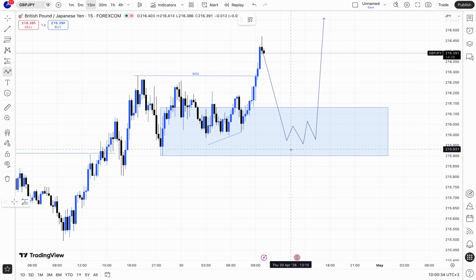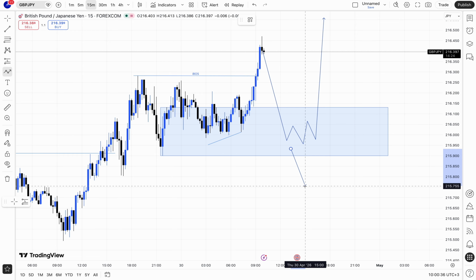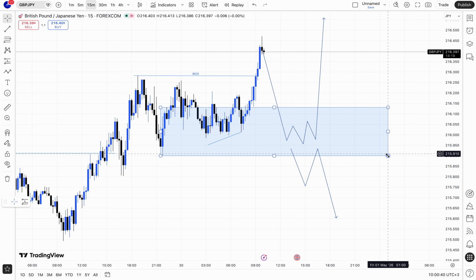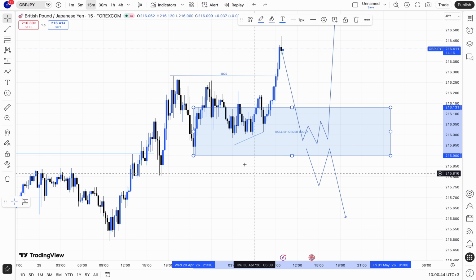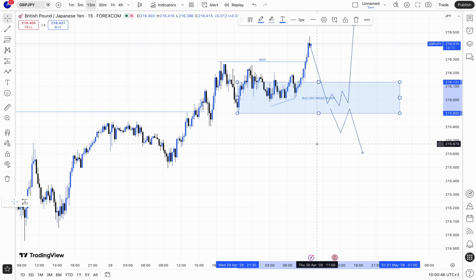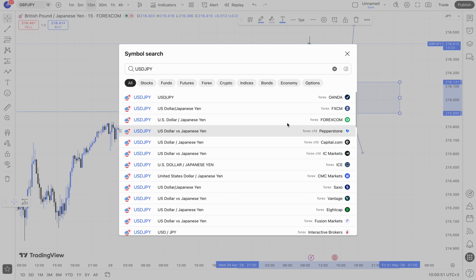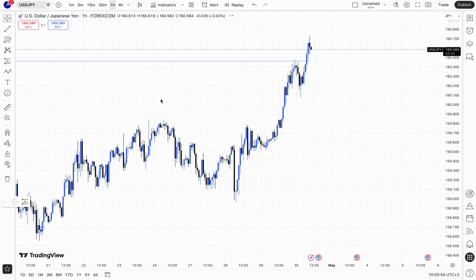Then scenario number 2, I'll wait for the price to this. If the price respects this order block, then I'll just wait for the break, then a retest. This is a bullish order block. Let me mark it out. This is a bullish order block. That will be scenario number 1. Then scenario number 2. Then the UJ is very simple.